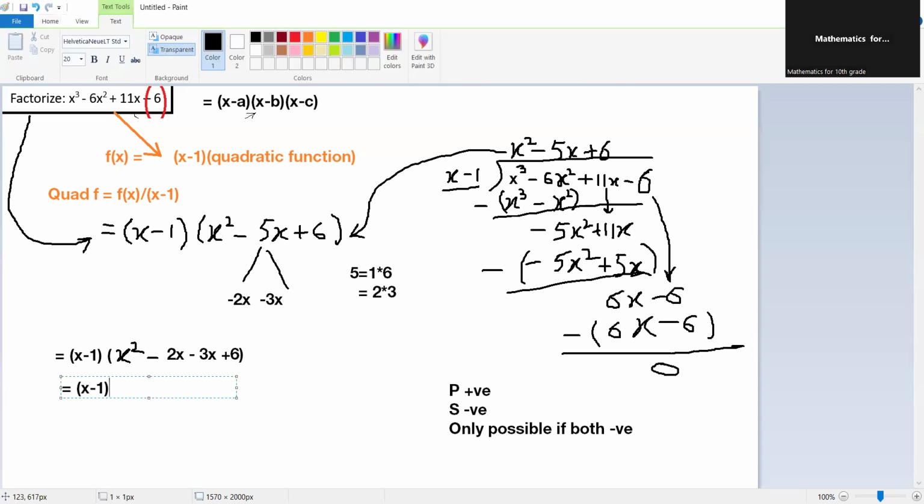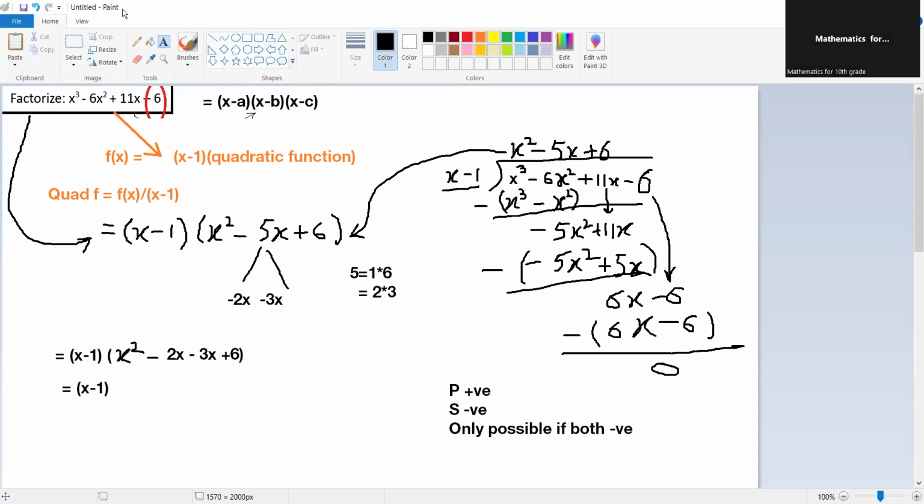Which is equal to x minus 1 into, so there are two parts here. The first one is x into x minus 2, minus, here we pick out the 3, into x minus 2.